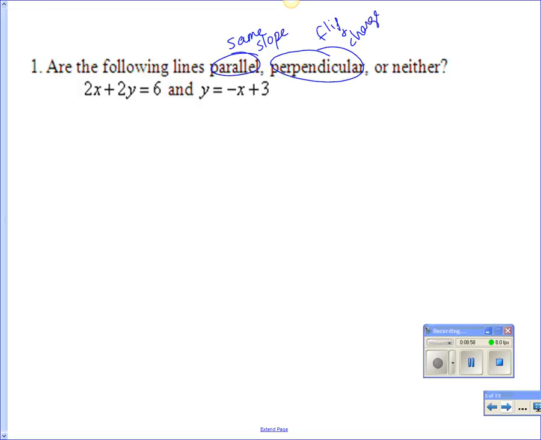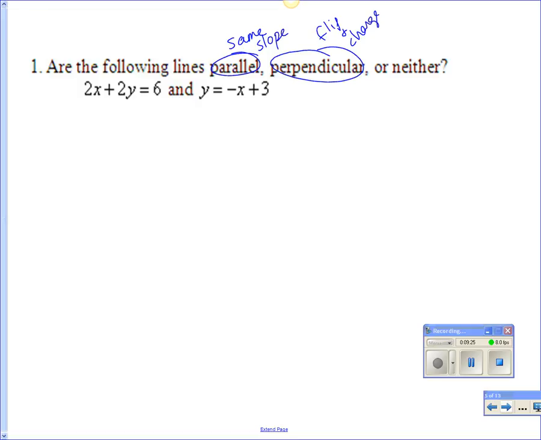Okay, so guys, for this first problem, if they are parallel, we're comparing 2 different things. If they're parallel, they're both going to have the same slope. If they are perpendicular, their slopes are going to be flipped and changed. So that's what we have to look at. We've got to look at their slopes.